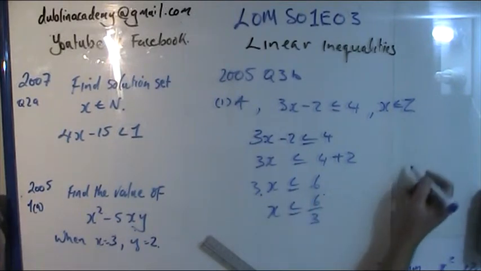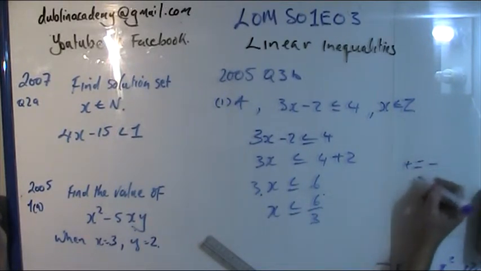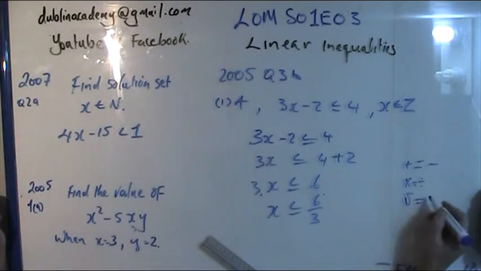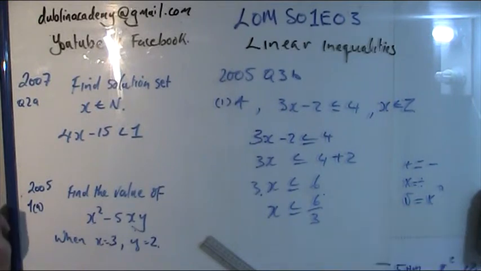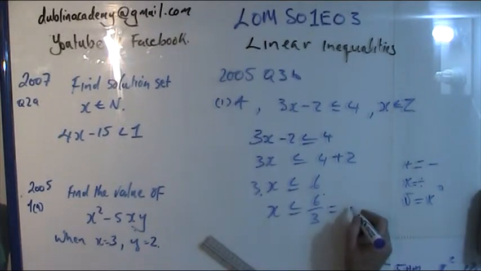Opposite function, remember that. Bring across the equal sign and you do opposite function. Don't confuse it with anything else. Square root becomes a square, by the way, and squares become square roots, and third roots become the power of 3. So x is less than or equal to 2. 3 goes into 6 2 times.